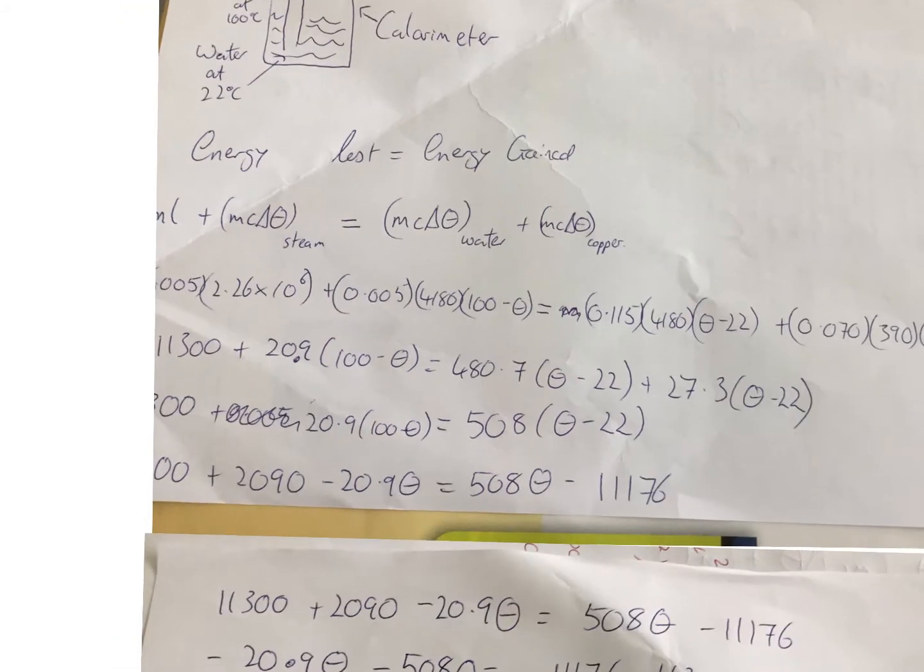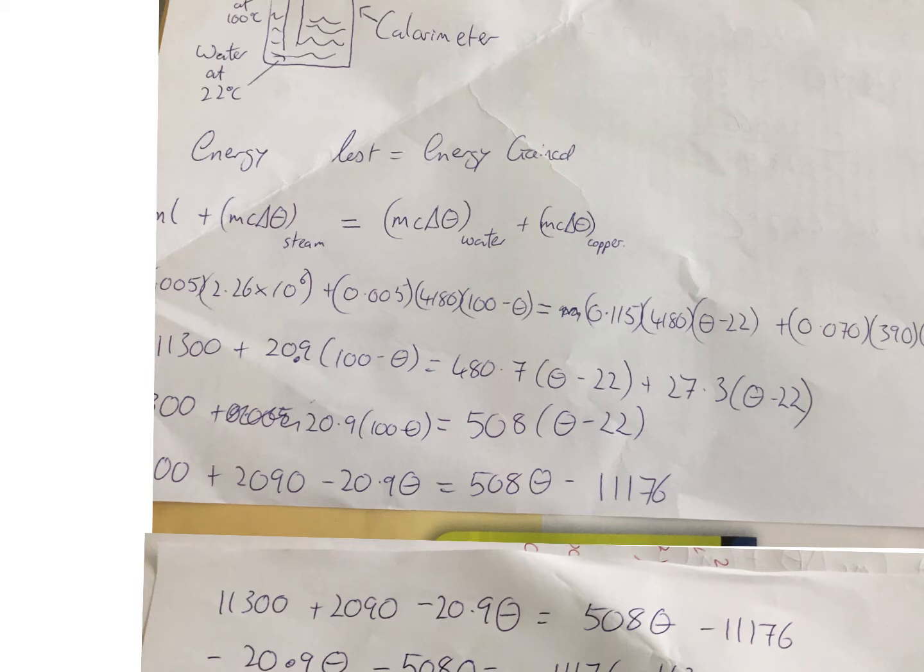So we're going to fill in the different values here. So the mass of the steam is 0.005 kilograms. Specific latent heat of vaporization is 2.26 times 10 to the 6. Our mass of steam, again, is 0.005. It's going to have the same mass when it's converted from steam to water. Specific heat capacity of water now is 4,180.